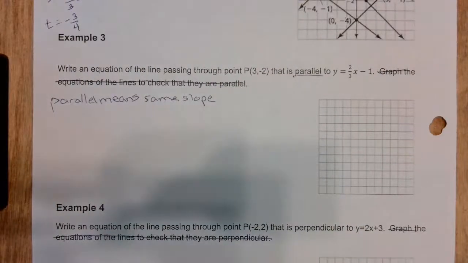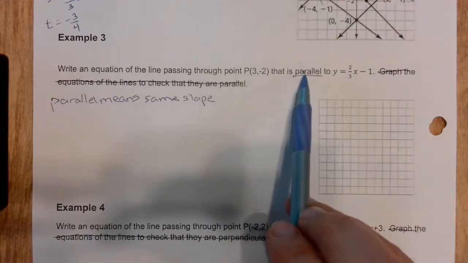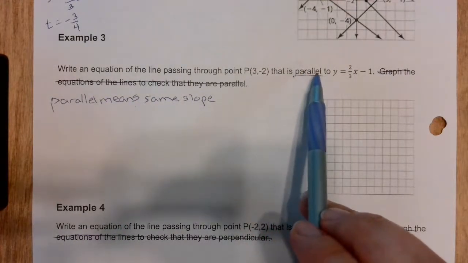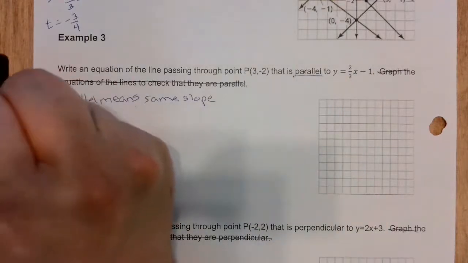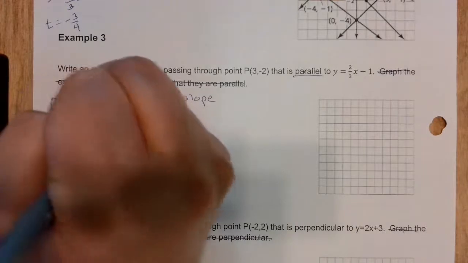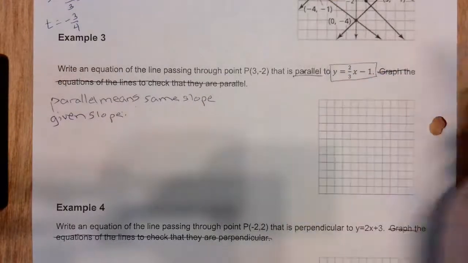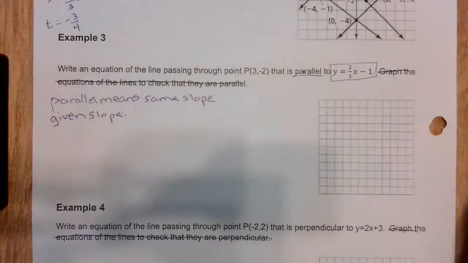Parallel means same slope. And I'm writing it down so I don't forget that that's what we're doing. Now, they gave us a slope. The given slope. Look at this graph right here, this equation, y equals 2/3 x minus 1.